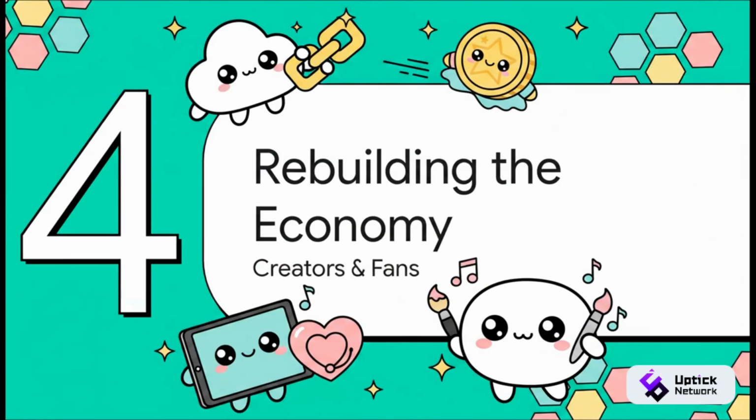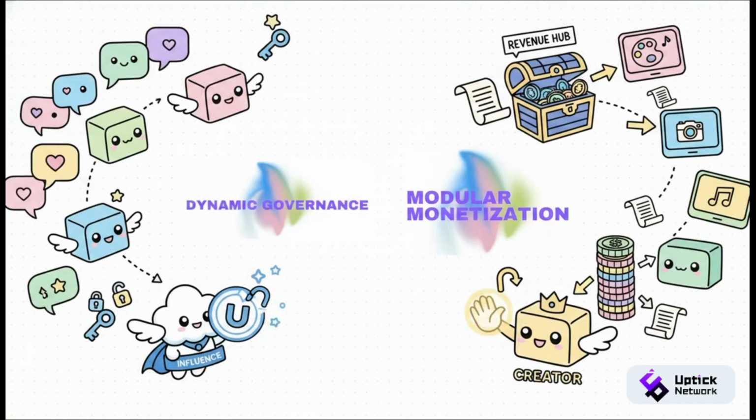Section 4. Rebuilding the digital economy, creators, and fans. This brings some huge dual benefits for communities. First up, dynamic governance. Historically, your influence was locked inside a single DAO. Now, voting power can be attached to credentials that span across entirely different creator spaces. On Uptick, governance modules operate at the infrastructure level, so fans carry their influence and voting power across different environments without having to start over.